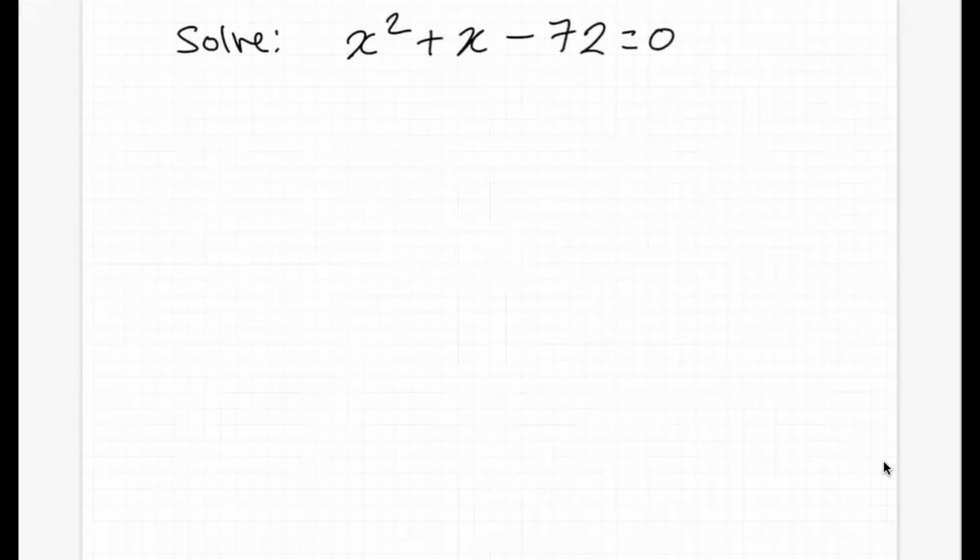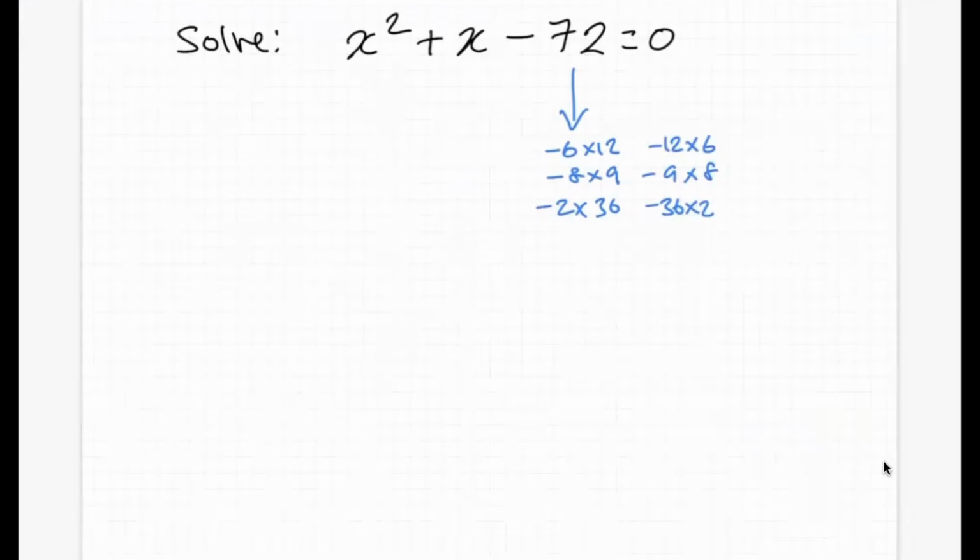So let's say we now want to solve x squared plus x minus 72 equals 0. So again, what two things multiply to give minus 72? Well, we have minus 6 times 12, minus 8 times 9, minus 9 times 8, and minus 12 times 6. What else are we going to have? 2 times 36, minus 2 times 36, minus 36 times 2.